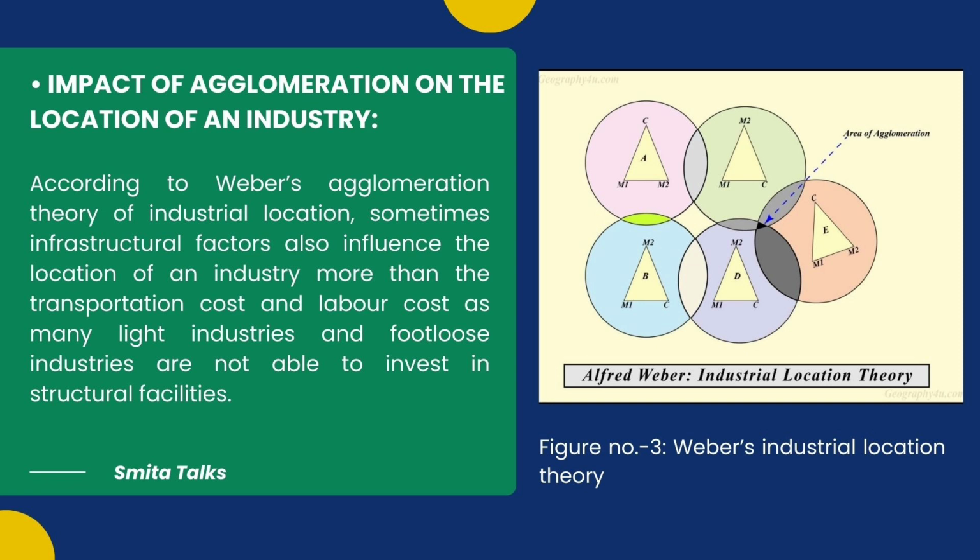Impact of agglomeration on the location of an industry. According to Weber's agglomeration theory of industrial location, sometimes infrastructural factors also influence the location of an industry more than the transportation cost and labor cost, as many light industries and footloose industries are not able to invest in structural facilities.